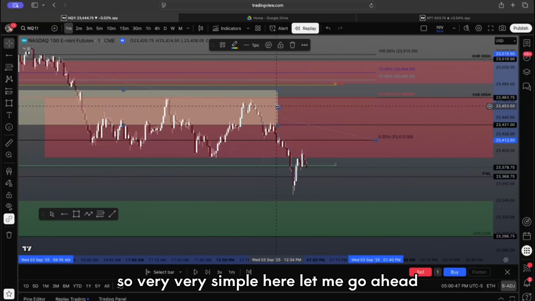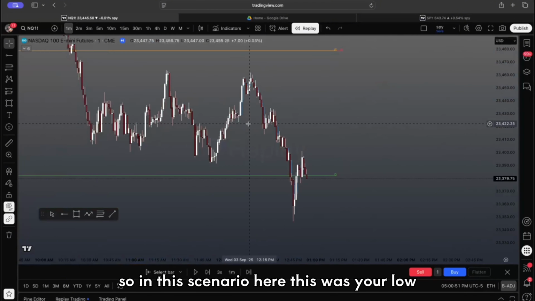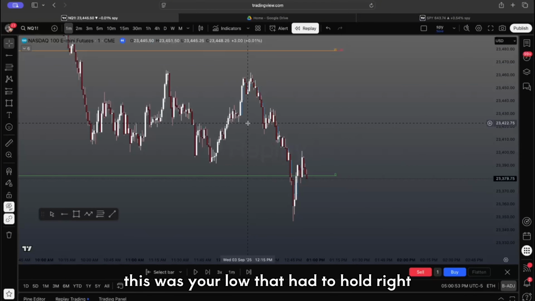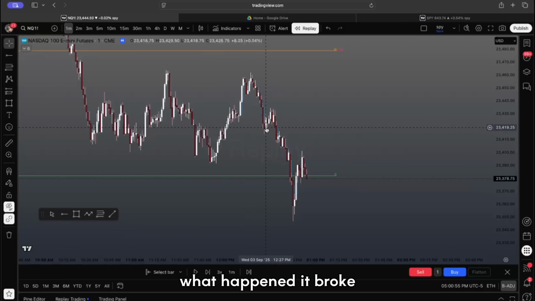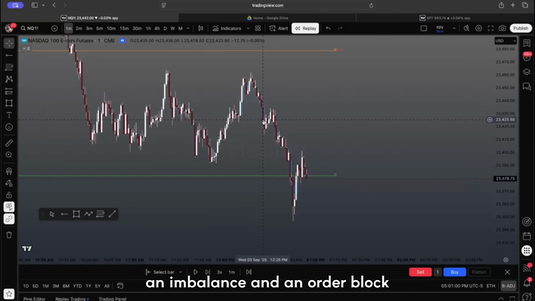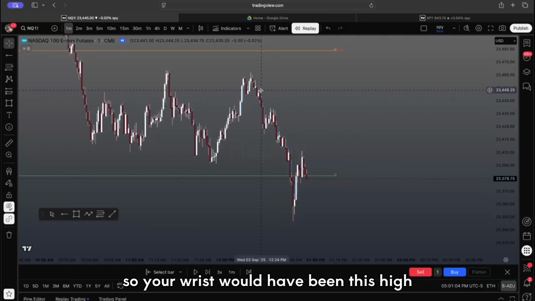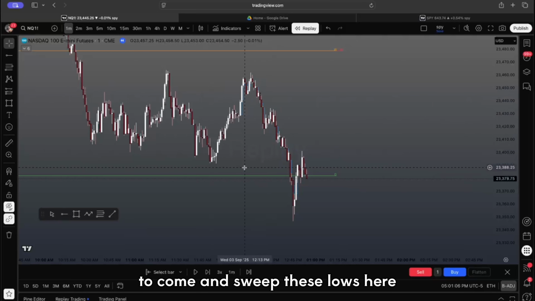So very simple here. Let me go ahead and just hide the drawing so it's not too confusing. So in this scenario here, this was your low. This was your low that had to hold, right? What happened? It broke. So what forms after a break? What does it leave behind, guys? An imbalance and an order block. It left the gaps, which is your imbalance, and it left your order block right here. So your risk would have been this high, and you would have taken it down to sweep these lows here, and it did.